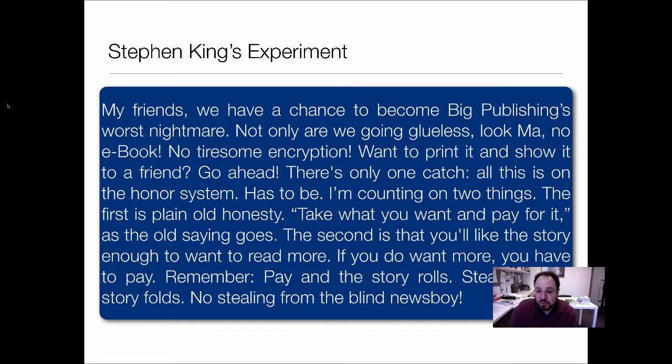Not only are we going glueless, look Ma, no ebook, no tiresome encryption. Want to print it and show it to a friend? Go ahead. There's only one catch. All this is on the honor system. It has to be. I'm counting on two things. First is plain old honesty. Take what you want and pay for it, as the old saying goes. The second is that you'll like the story enough to want to read more. If you do want more, you have to pay. Remember, pay and the story rolls, steal and the story folds. No stealing from the blind newsboy.